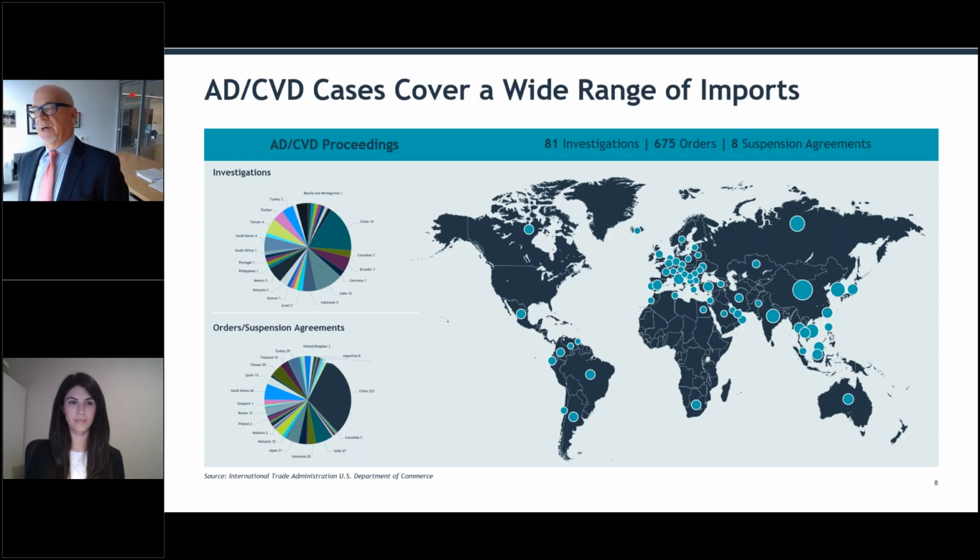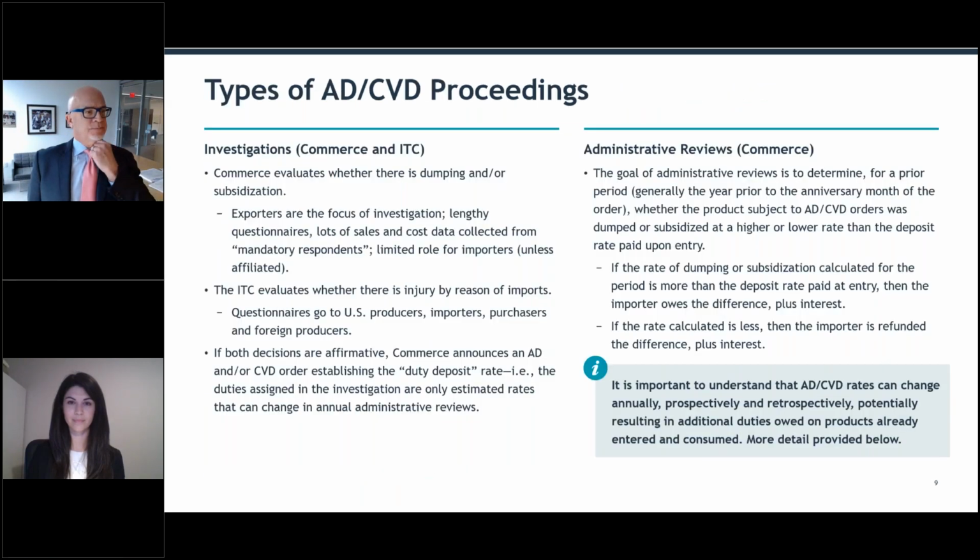But those orders can be in place for many years, and so that monitoring effort to make sure that you're managing the risk associated with these anti-dumping and countervailing duties orders is really important. Suspension agreements are much less common, as you can see here on this slide. They're few and far between, so we don't need to spend a lot of time on them today. Let's move on to the next slide.